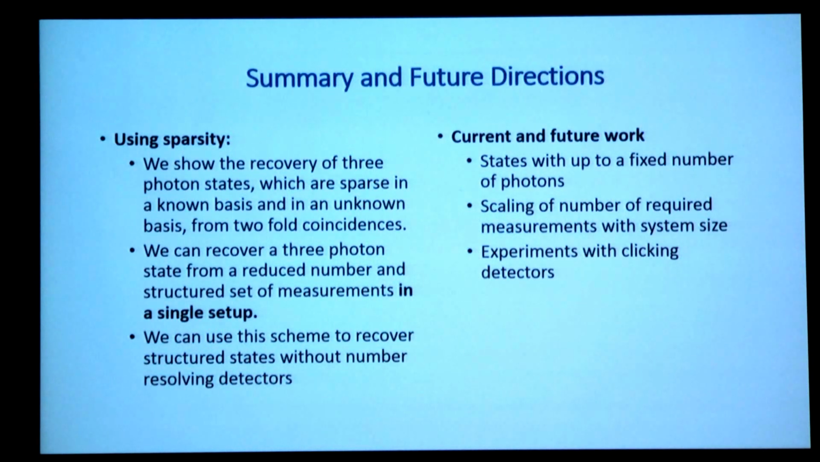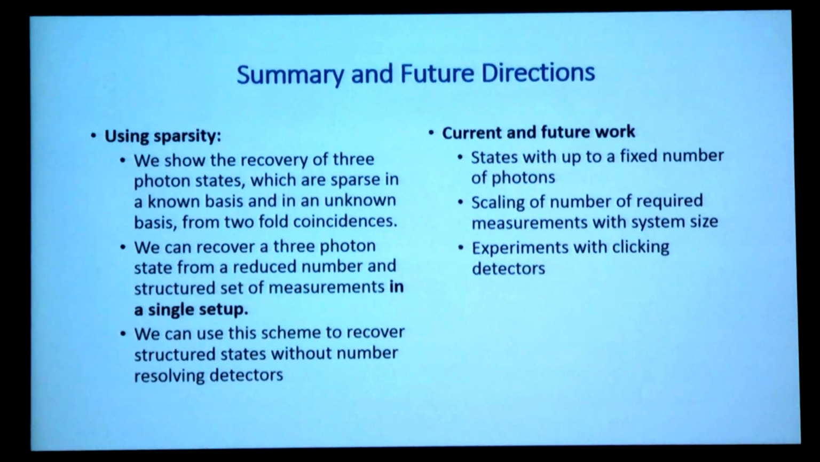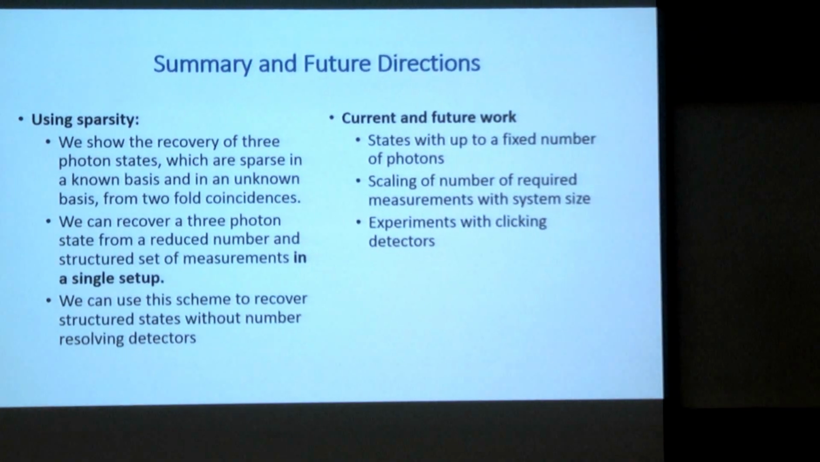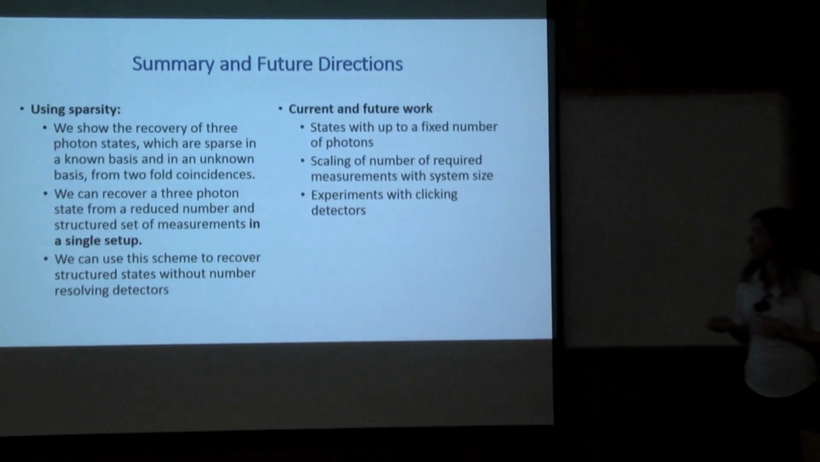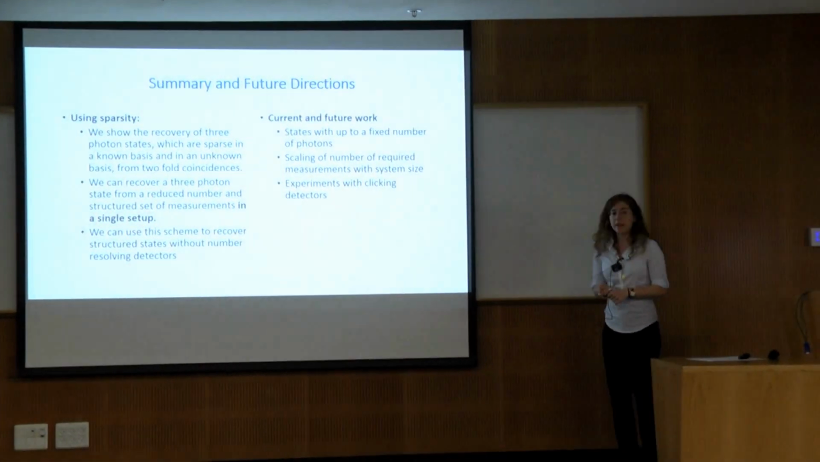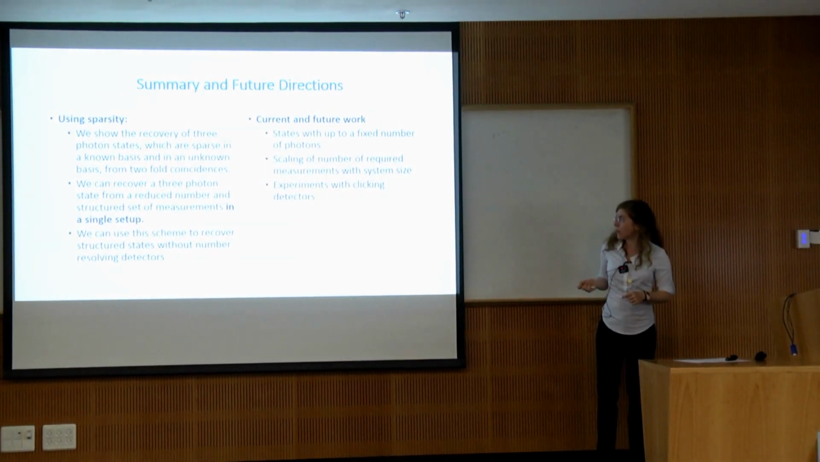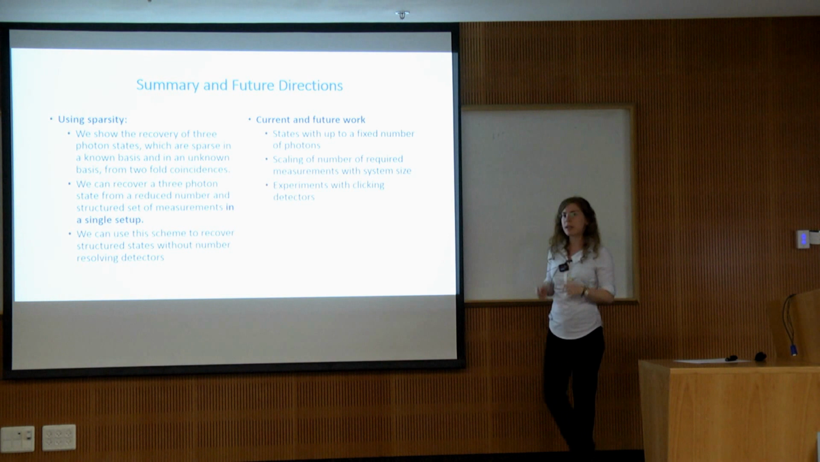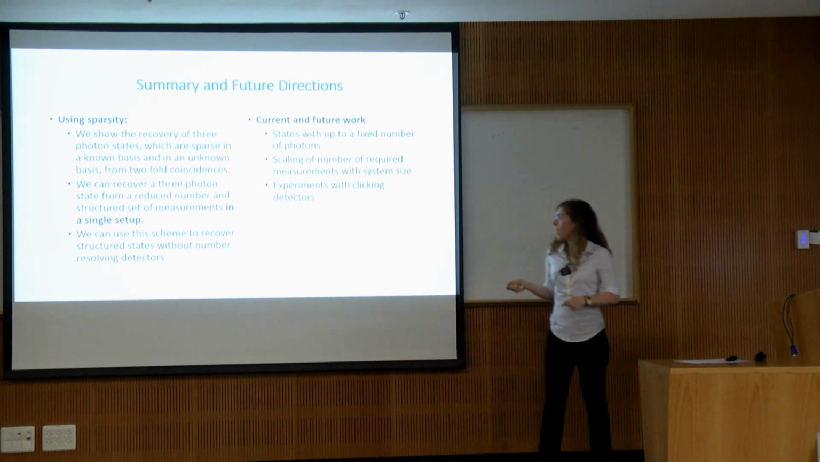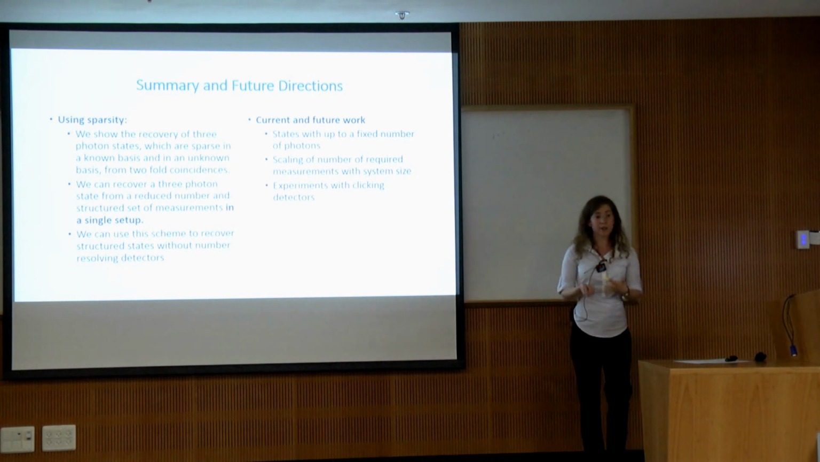OK, so let me summarize. We showed that using sparsity, we can recover the state of 3 photons, which is sparse in a known basis, from only 2-fold coincidences. We can also recover a 3-photon state from measurements in a single setup. But even when we don't know the basis, we can still do that in a single setup. And we can also use this scheme to recover states without number resolving detectors.